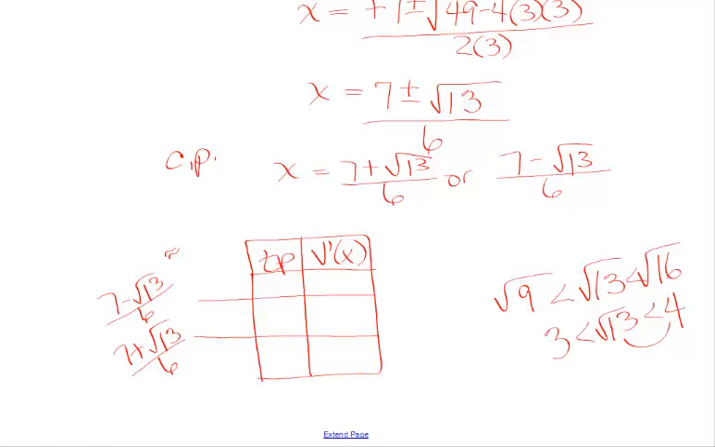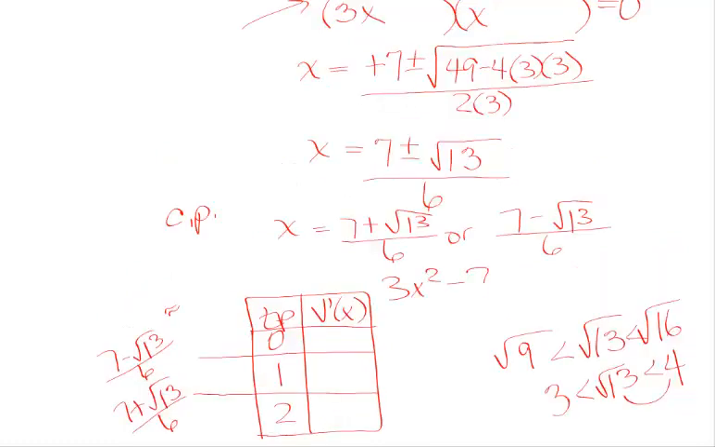I'm pretty good at calling that 0, I believe. And if I was to add 4 to 7, that would be 11. And 11 divided by 6 is not quite 2. So I'm okay putting 2 there. And going to be okay putting 1 there.